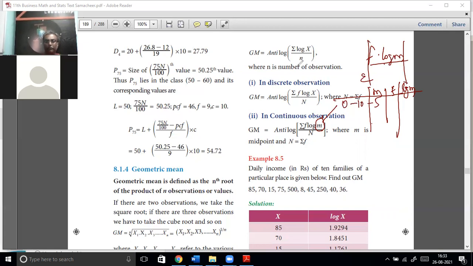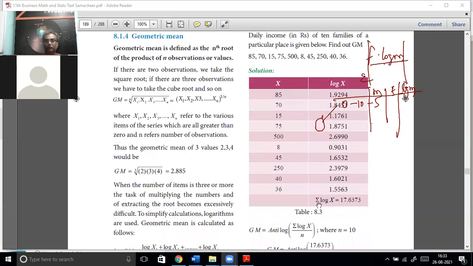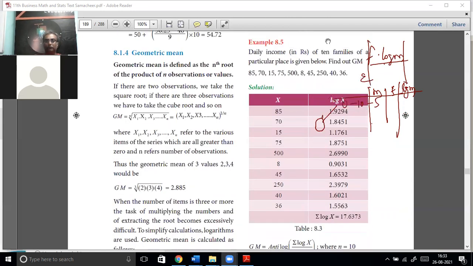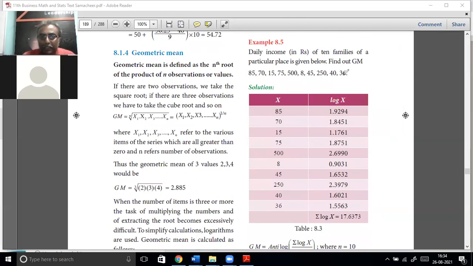Okay. Let us do a sum now. So it's given like this. Daily income of 10 families. X is, this is point data. Very simple sum. First type, geometric mean for first type, where only point data is given. Directly from X, you take log of X, and how many X's there you have to count. N will be 1, 2, 3, 4, 5, 6, 7, 8, 9, 10. N is equal to 10.